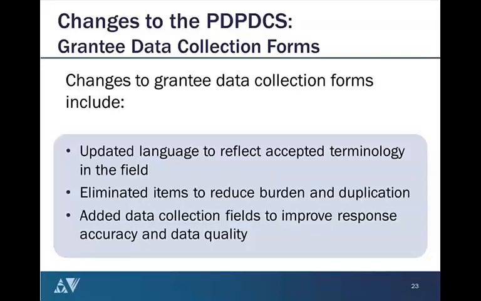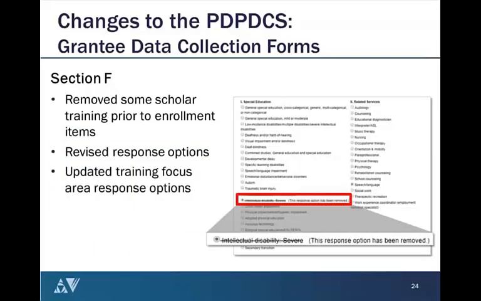Eliminated items that required grantees to report duplicative information or those that were overly burdensome, and then we've added data collection fields to improve the quality of data reported and ensure the understanding between grantee, scholar, and employer and the department personnel. Within Section F, the scholars training prior to enrollment was removed as it was burdensome on grantees and no longer necessary to collect. We have also revised options within 2B, 2C, and 5 to better reflect the appropriate terminology in the special education field.